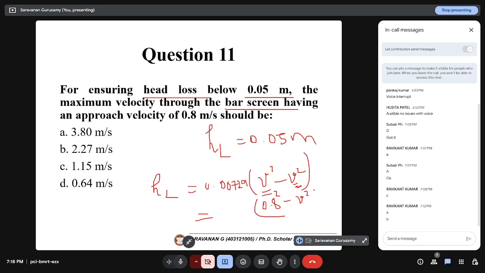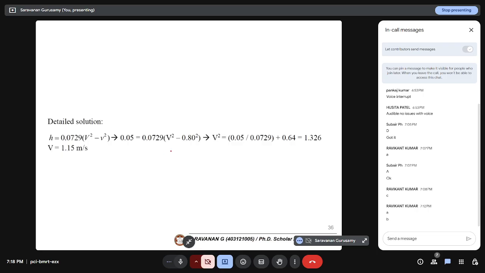We don't know that. So 0.00729 we know. What is the HL? 0.05. So if you divide this here and then add v square, you will get this answer. You got it? So that's the formula you have to use: capital V square minus small v square. Capital V is the approach velocity, small v is the velocity through the screen, this is the settling velocity. You got it? Head loss formula.